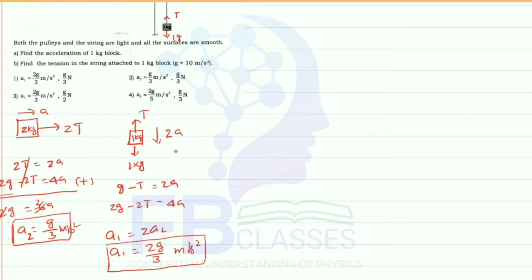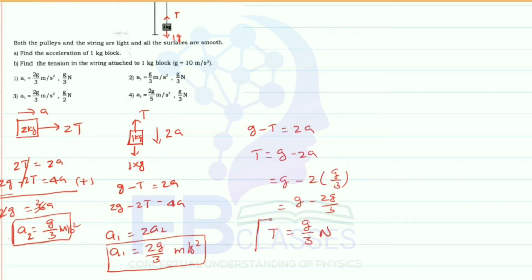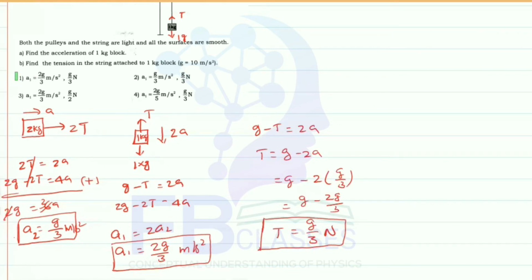Now we have to find the tension. We'll find the tension. See here, for the free body diagram of the 1 kg block, it is g minus T is equal to 2a. So T is equal to g minus 2a. Now g minus 2a, a is given as g by 3. So we find out already, g minus 2g by 3. So it becomes 3g minus 2g, so it will become g by 3 Newton. So the tension is T equal to g by 3 Newton. Our first option is the correct answer. Hope you understand that. Okay.